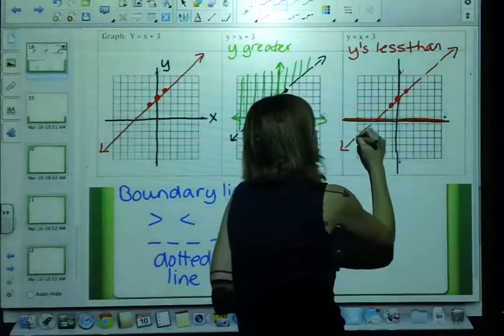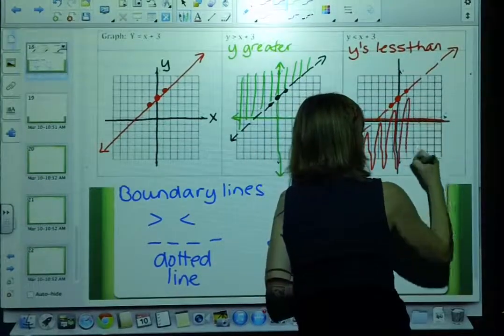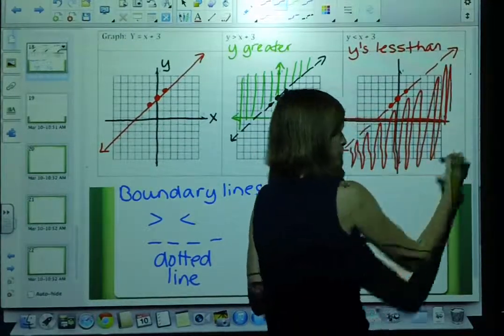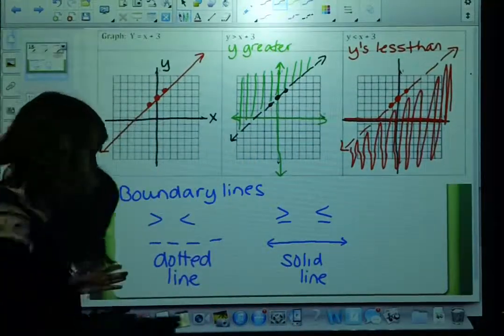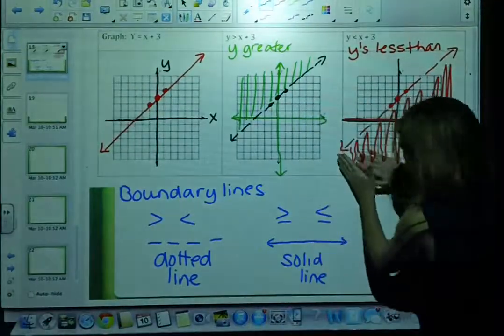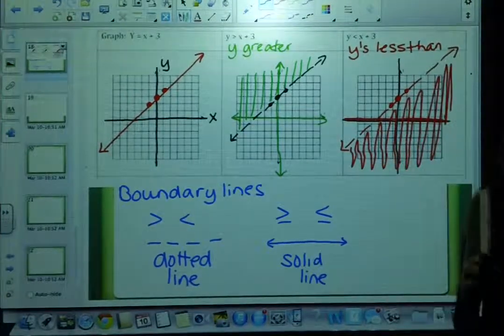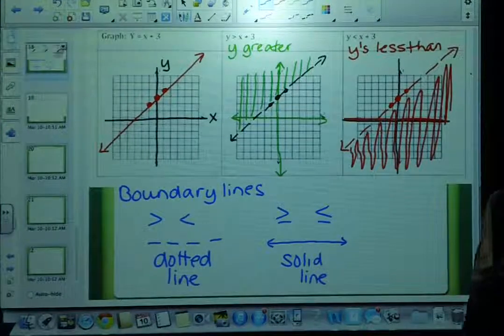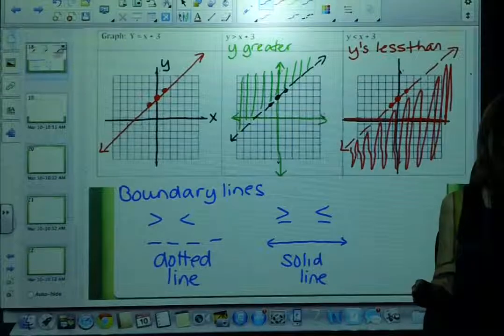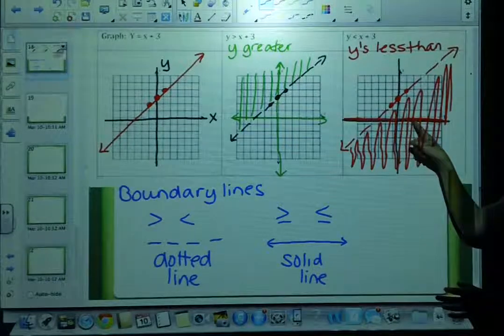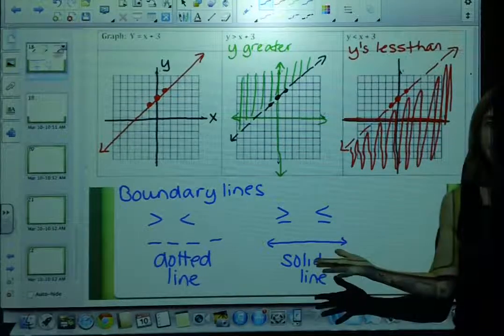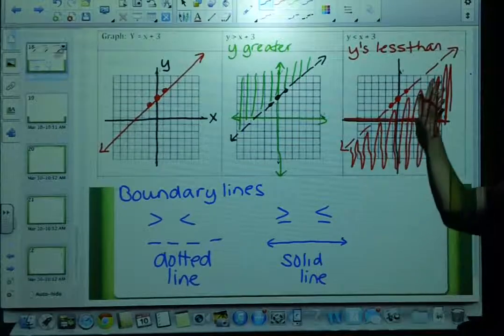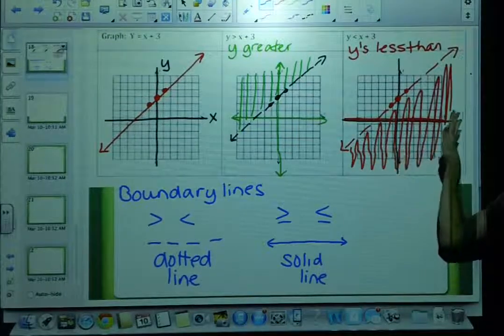Below, so you shade below. That means any point, any coordinate point in this shaded area, will be a solution to the inequality. So, for example, 3, -3 is a solution. Anything within the shaded area, okay?